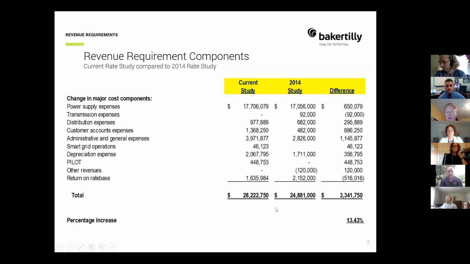So overall, your revenue requirement in this study compared to the last one, the revenue requirement has gone up slightly over 13%. So we do that to get a feel on how the numbers look and if we're headed in the right direction. And of course, the foundation of this is your budget for 2020.